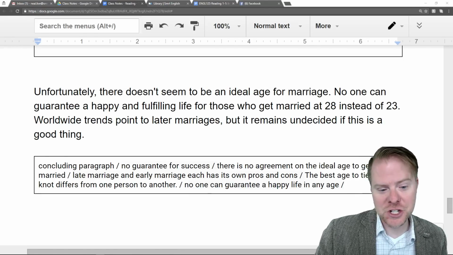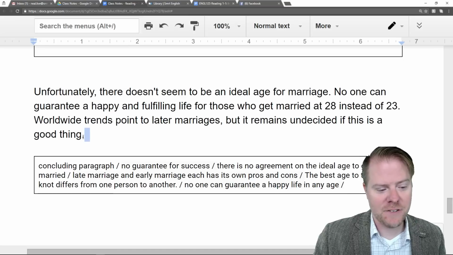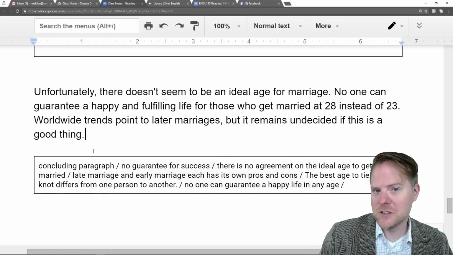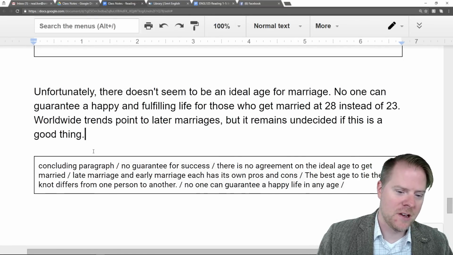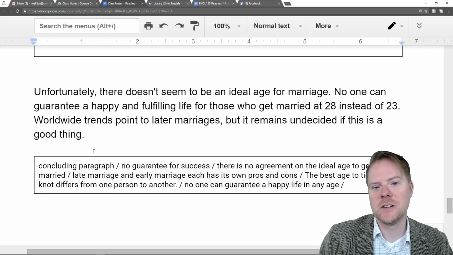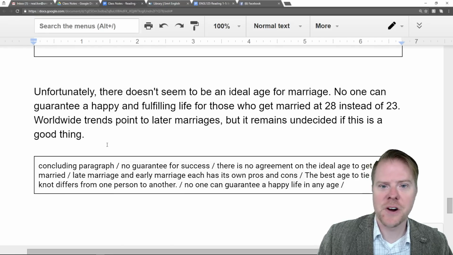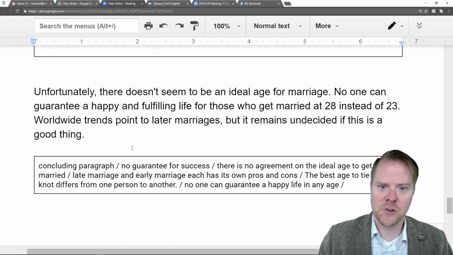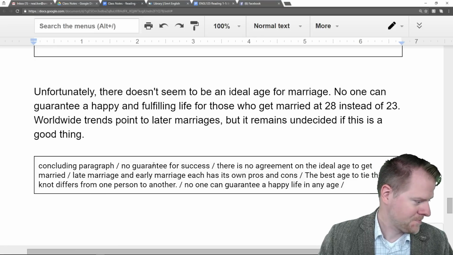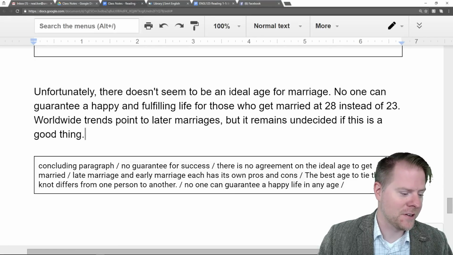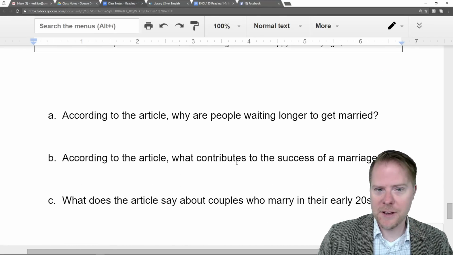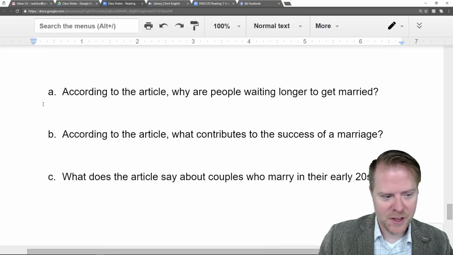Rosa, you're right. Maybe it's just fate. Maybe you just have to see what fate has in store for you. Unfortunately, there doesn't seem to be an ideal age for marriage. For everybody, it's going to be different. We all have to live different lives. We're all different people.